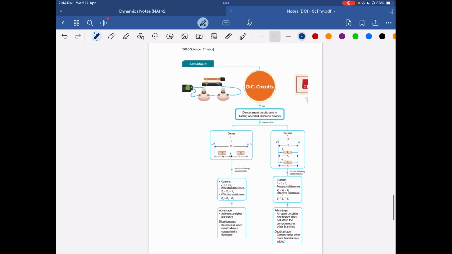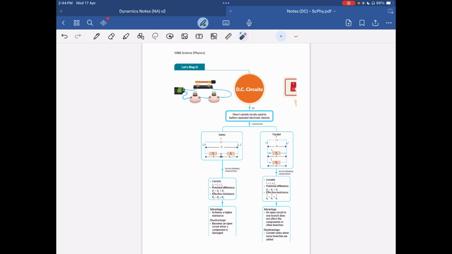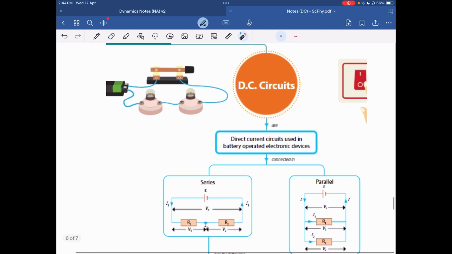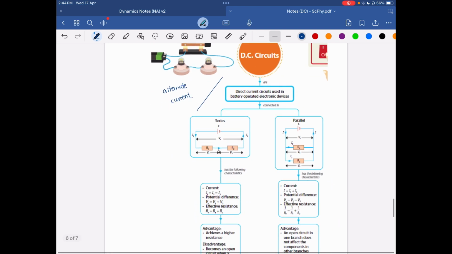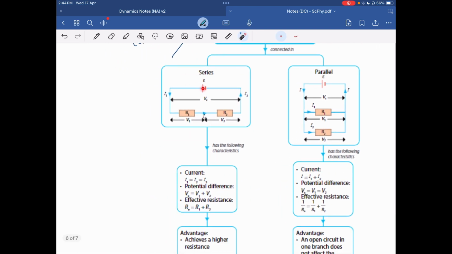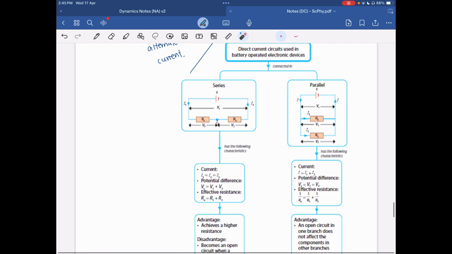Okay, so this is what we have covered in the DC circuit. So DC circuit, DC, it just means direct current. So another part of it, right, is actually something called alternating current, AC current. So I'm not sure if you've heard of it, AC. Okay, it's another branch of physics. So DC talks about series and parallel, how would the EMF, the potential difference, the current, and the effective resistance behave.